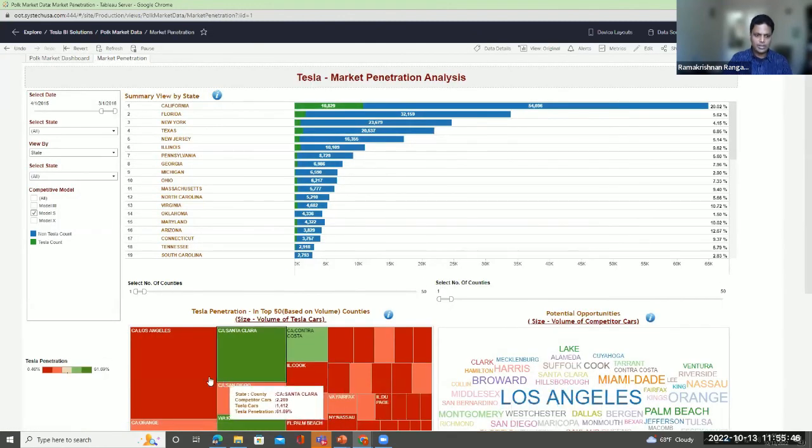Now, the red areas are highly opportunistic areas. The penetration here in Los Angeles is just 12.47%. So that is indicated by the word cloud also here, that salespeople and marketing folks can focus on that particular geographical area in order to penetrate more.